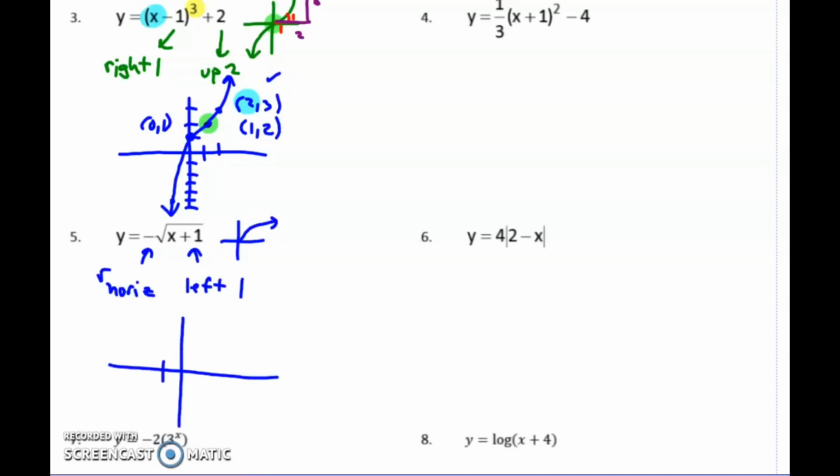All right, so left 1. This point right here represents that point. I shifted it left 1. Now, I have to incorporate my reflection on the horizontal. So that means over the x, because I didn't go up or down at all. So now the shape of this graph is going to look like this.